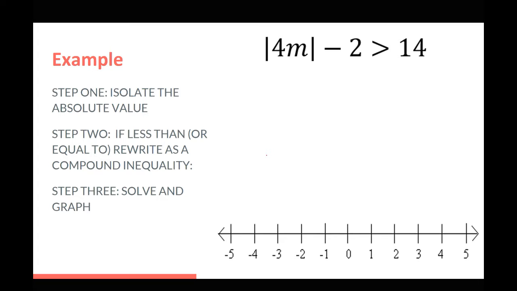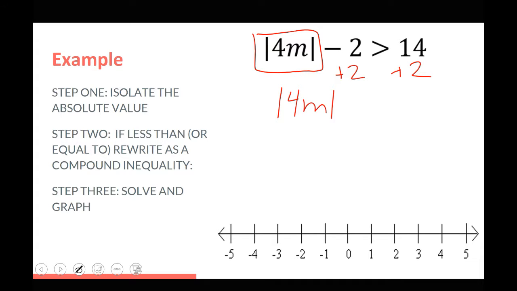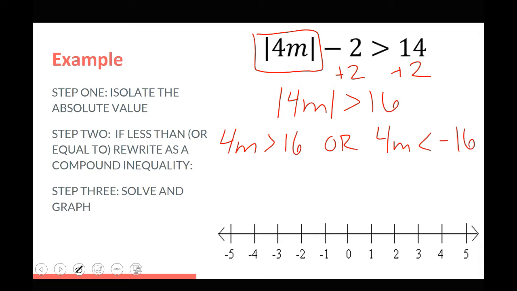So let's look at an example. Again, step 1, we have to isolate the absolute value. We want this part to be by itself, so we should add 2 to both sides to make that happen. So the absolute value of 4m is greater than 16. And now we have greater, so I know it's going to be an or statement. I'm going to go ahead and write the word or. And I have either exactly what I'm looking at there, 4m is greater than 16, or the complete opposite, 4m is less than negative 16.